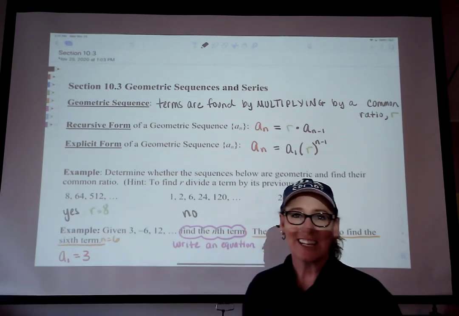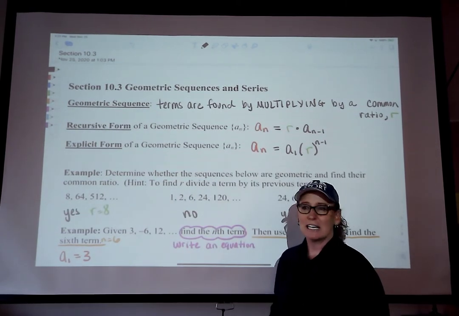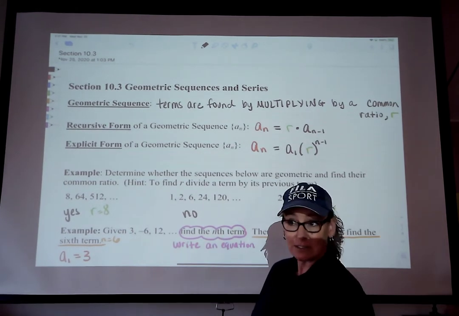Hey guys, these are your notes for section 10.3. We're going to take a look at geometric sequences and series.